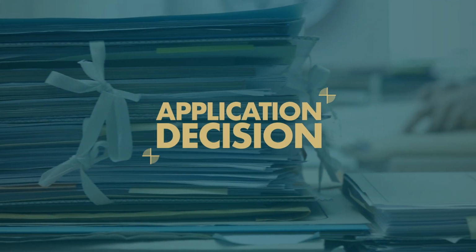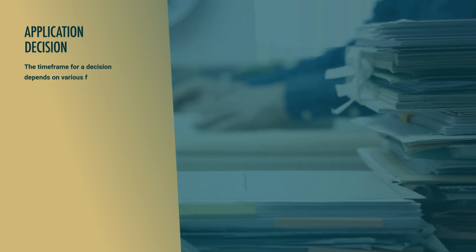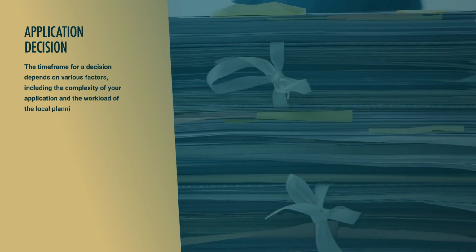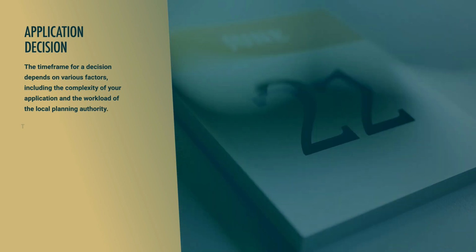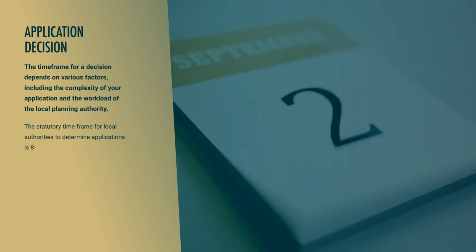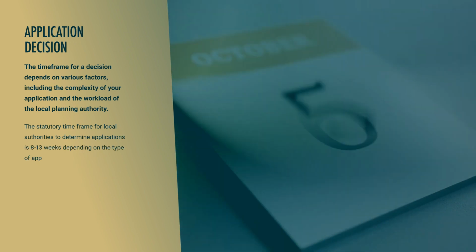Application decision. The time frame for a decision depends on various factors, including the complexity of your application and the workload of the local planning authority. The statutory time frame for local authorities to determine applications is 8 to 13 weeks, depending on the type of application.